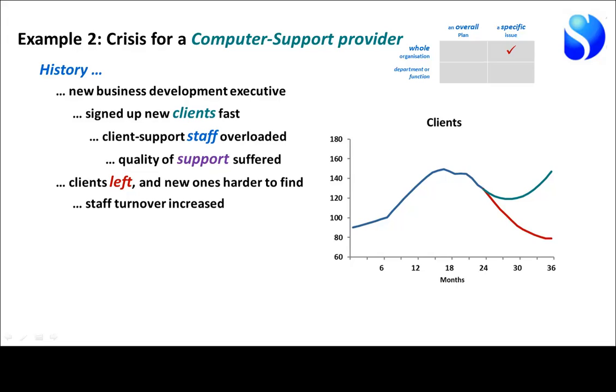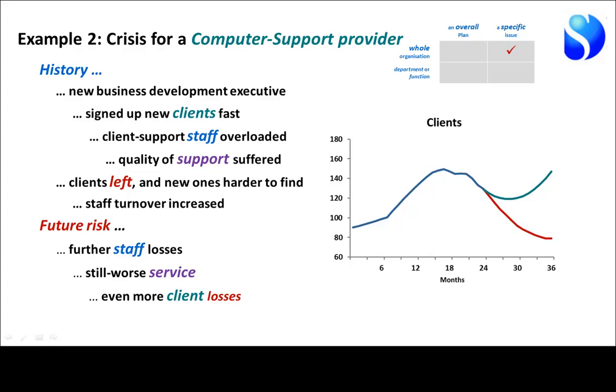And we often have intangibles to deal with. One of the intangibles here is that the reputation of this company, word got around in its local region about it not doing such a good job, which meant that that business development executive found it harder to win more clients after that. So not only were they losing clients, they were finding it more and more difficult to replace them with others. And it was all made worse because staff turnover increased.